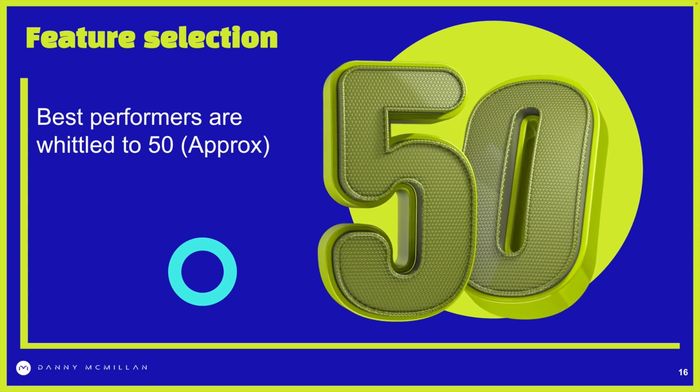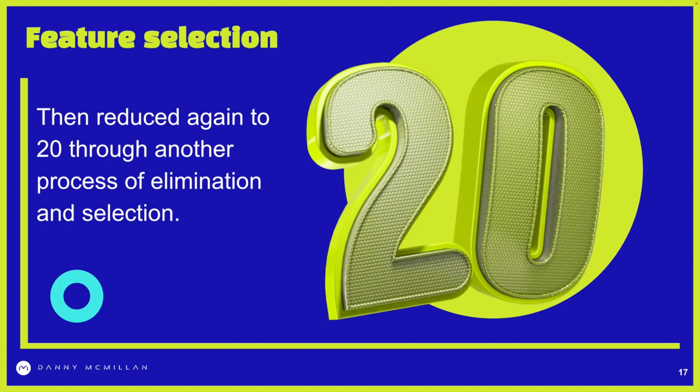From this part onwards, the best performers are then whittled down to approximately 50, then this is reduced again to 20 for another process of elimination of forward and back selection.